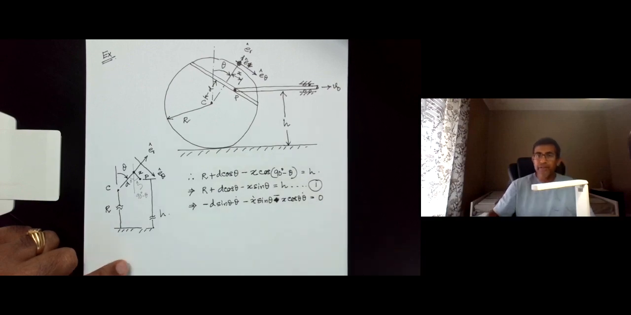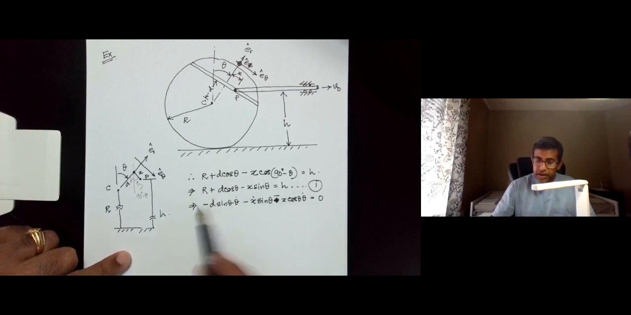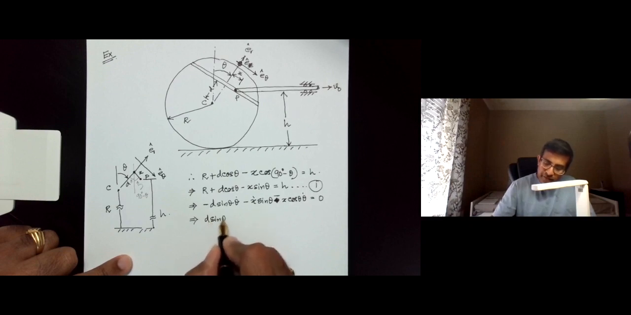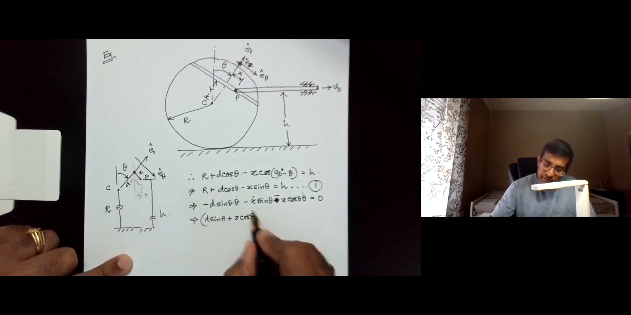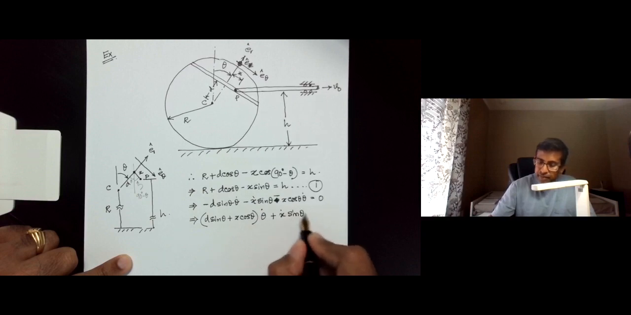So that's the total derivative of this equation. Note that capital R is a constant, so its derivative is 0. Note also that small d is a constant, so its derivative is 0. And hence, if you carry out the derivative of both sides of equation 1, this is what we get. If you simplify this, we get d sine theta plus x cosine theta dot plus x dot sine theta is equal to 0, right?